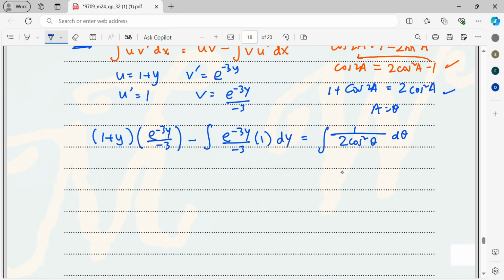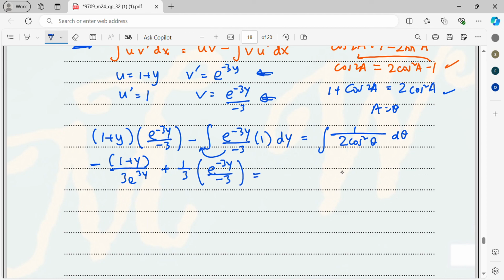Okay, so for the left hand side, you just further simplify. That is going to be, since the e with negative degree, I can just move it down. So combine with the negative 3. So I will just write negative outside. Then 1 plus y over 3e to the 3y. So minus minus is a plus, right? Take out this minus 3. So 1 over 3. And again, when you integrate exponential negative 3y, just copy. This is the result. So I will write e negative 3y over negative 3.